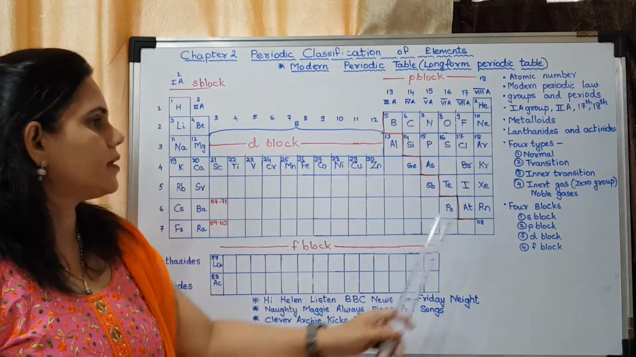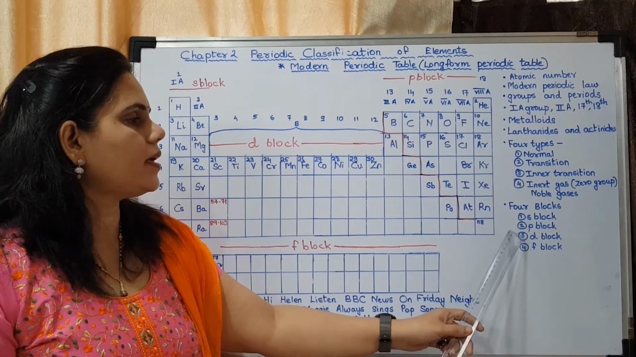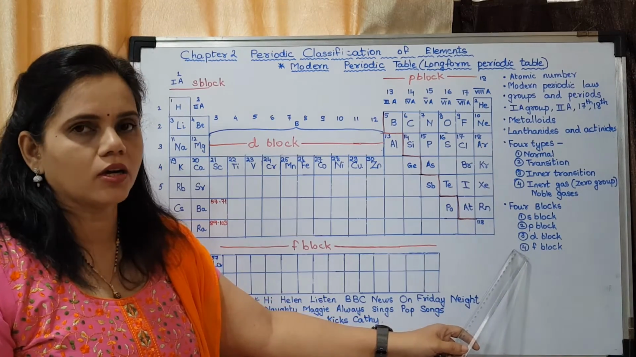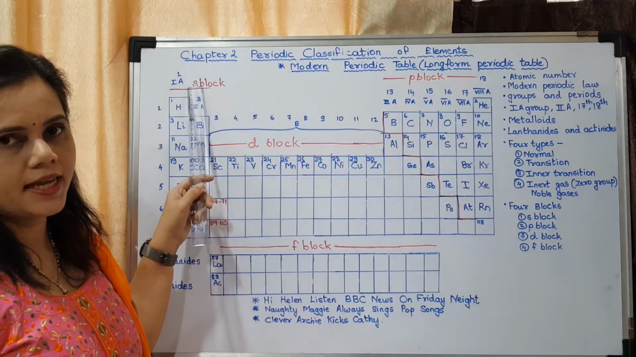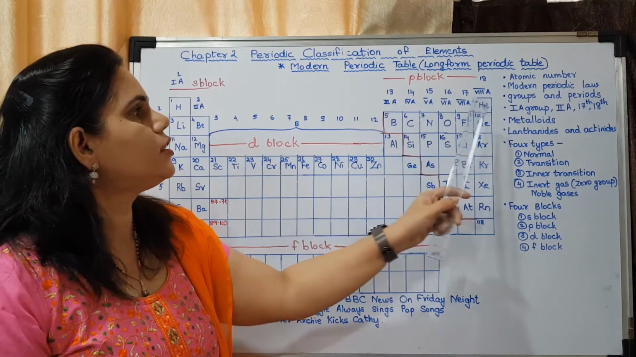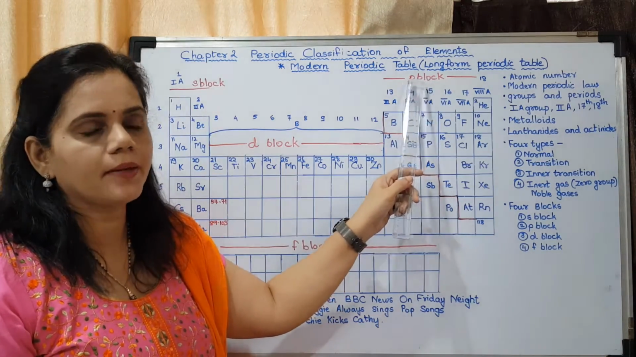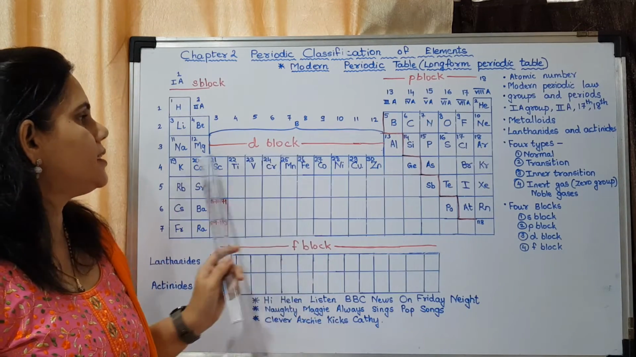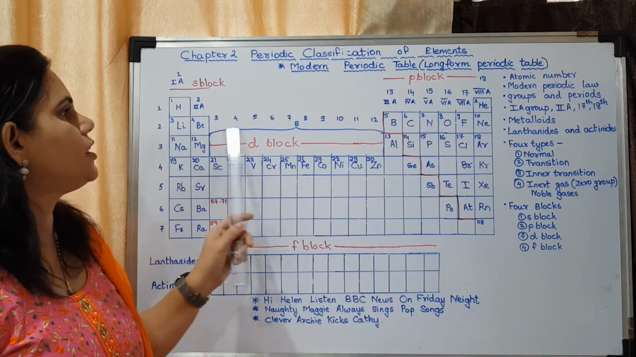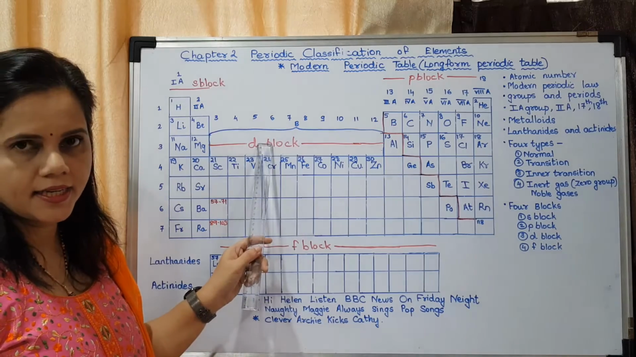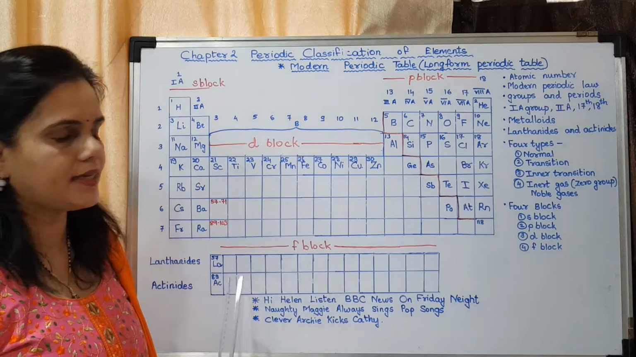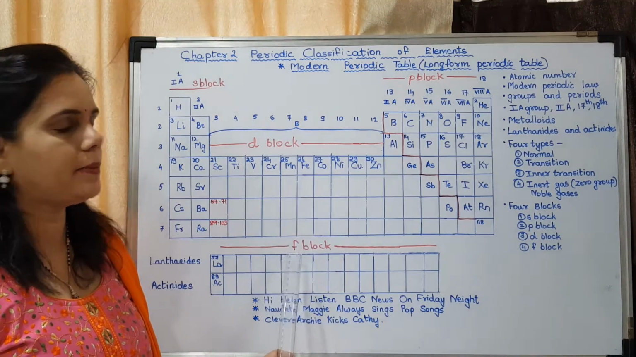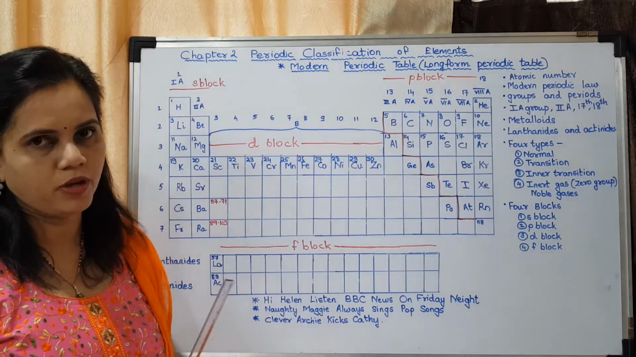Okay, and the 4 blocks: S block, P block, D block, F block. Groups 1 and 2 make the S block, 3rd to 8th make the P block. The transition elements, groups 3 to 12, make the D block, and the elements which are placed separately, the inner transition elements, make the F block.